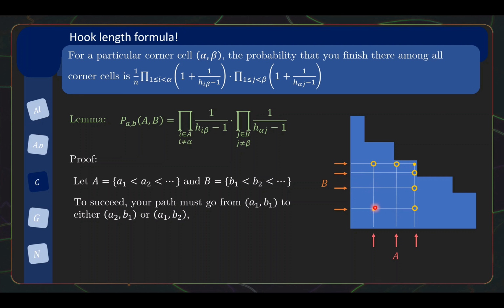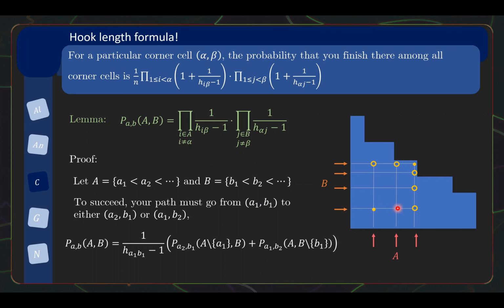Or if you go right, you can only go until exactly here. You cannot go too short because you will get a new A value, which is wrong. And you cannot go past it because you cannot backtrack. So your path must break down into two scenarios, either go here or go here, which means that the probability of succeeding is the probability of going here and succeeding plus the probability of going here and succeeding.